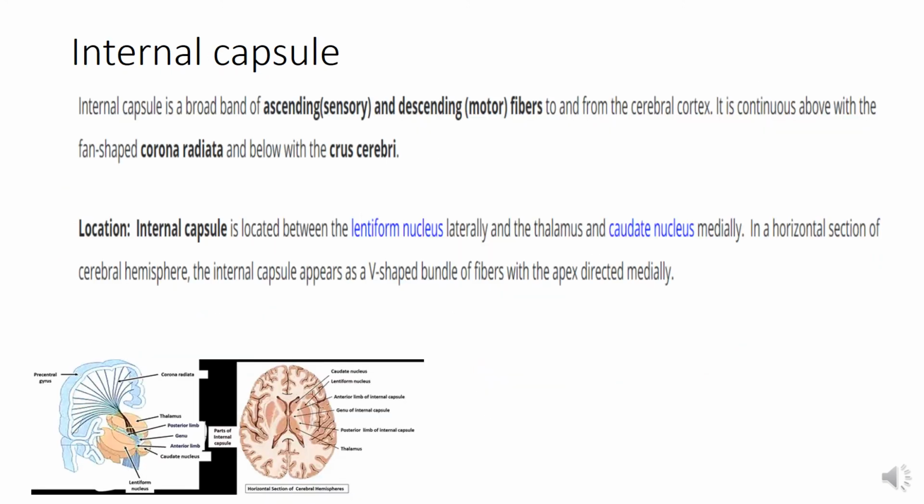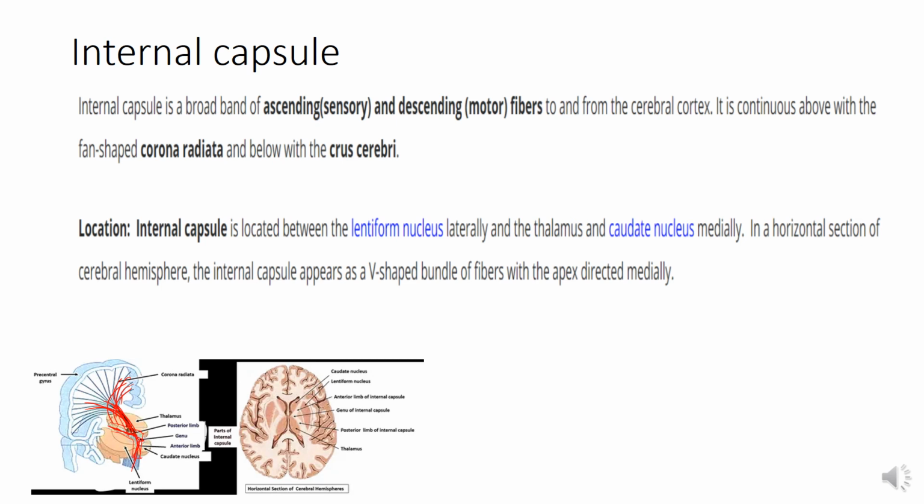The internal capsule is a broad band of ascending and descending fibers to and from the cerebral cortex. Now it is continuous above with the fan-shaped corona radiata and below with the fibers of the crus cerebri. So here you can see this part is known as internal capsule. This is a V-shaped part, and the fibers are extending up towards the cerebral cortex, or they are going down from the cerebral cortex to the other parts of the brain. So this is a narrow V-shaped area from which all these fibers cross.